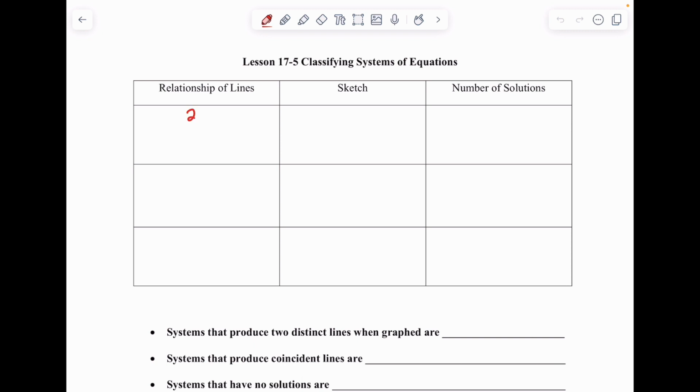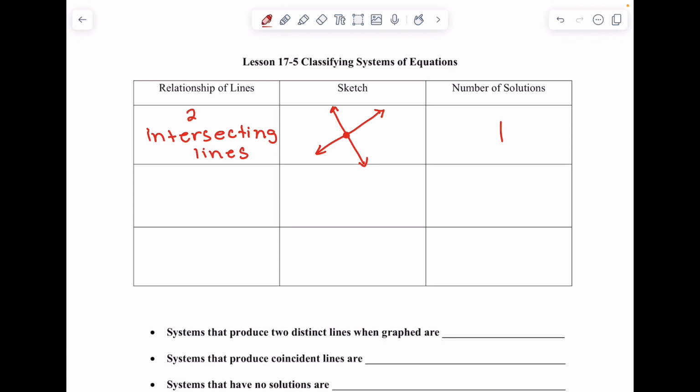So the one that we've seen the most is when we have two intersecting lines. So two lines that cross at a point, which means since they only cross at one point, we only have one solution.